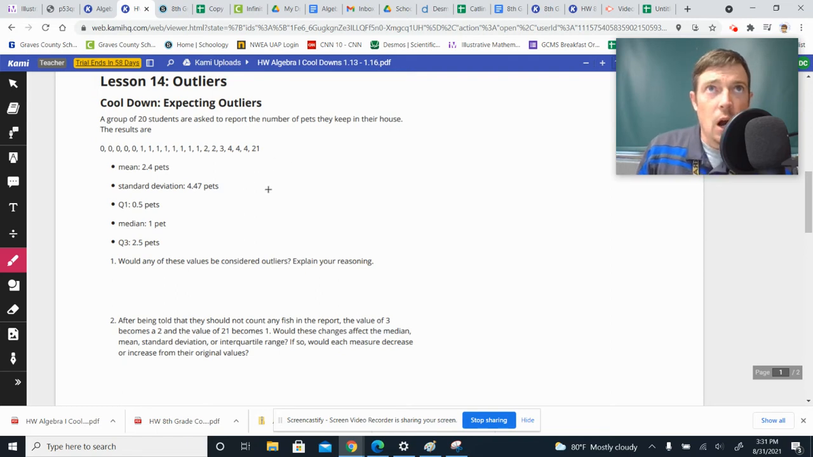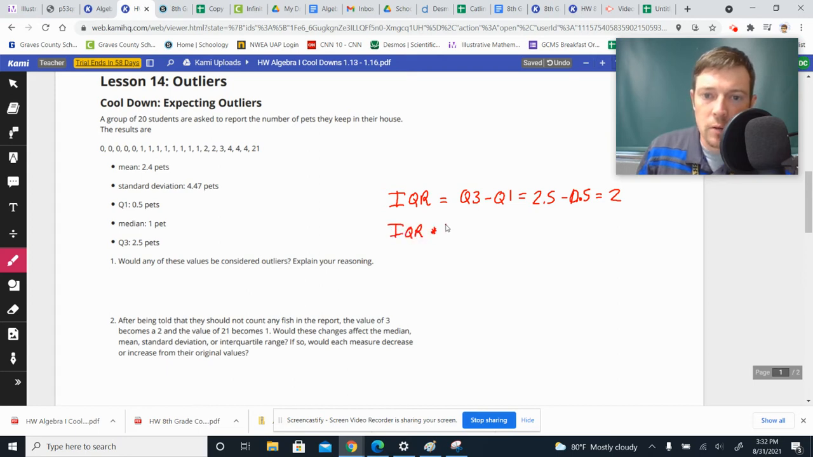Now, our way of calculating whether a number is an outlier or not is we have to take the IQR. So let's start there. IQR, which is equal to Q3 minus Q1. And in this particular case, that would be 2.5 minus 0.5, which is equal to 2. So we got an IQR of 2. And then what it says to do is take your IQR and multiply it by the value of 1.5. Well, that would equal 1.5 times 2, which is 3. So that is equal to 3.